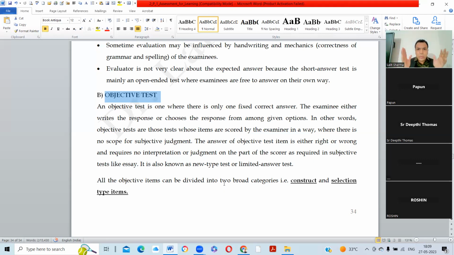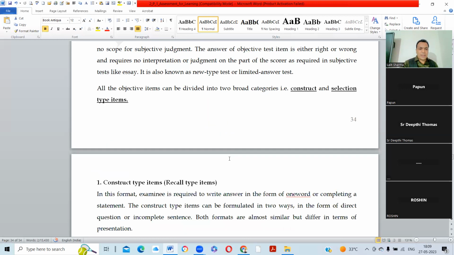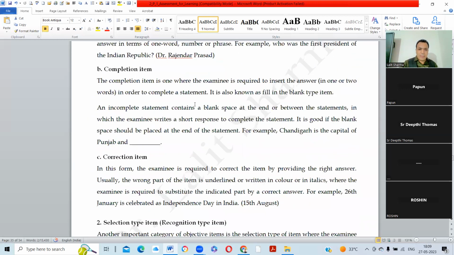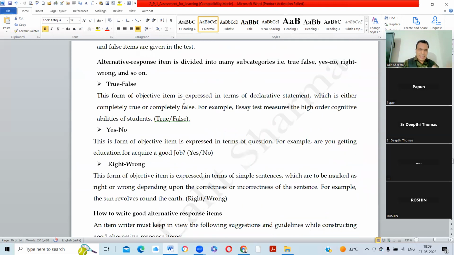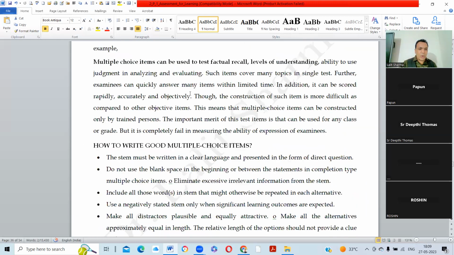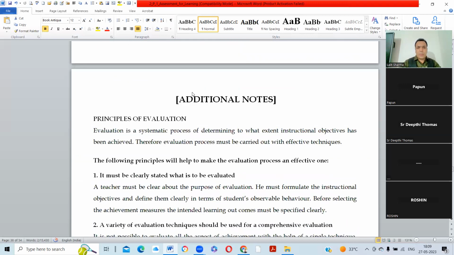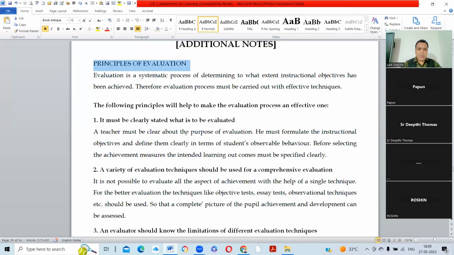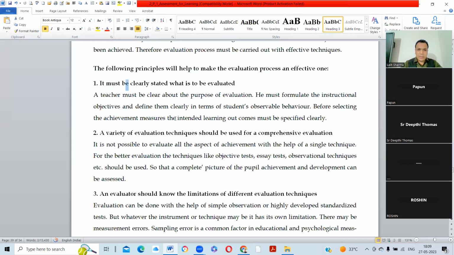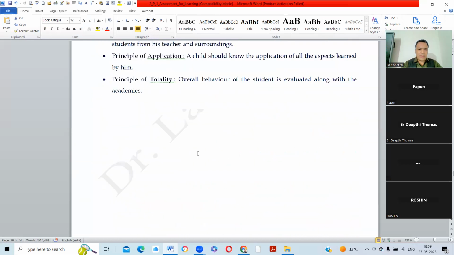Meaning, during your teaching learning process, you should use all these tools to assess the student. So these are the objective type tests: short answer, completions, corrections, yes or no answers, true and false, right and wrong, with the advantages and disadvantages of objective tests. So we are done with that. And then in the additional notes, you can learn the principles of evaluation. So in an easy way, I have explained everything.